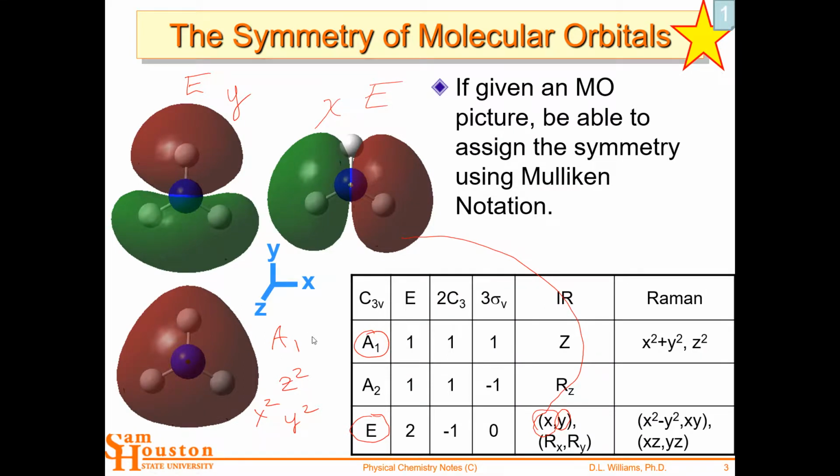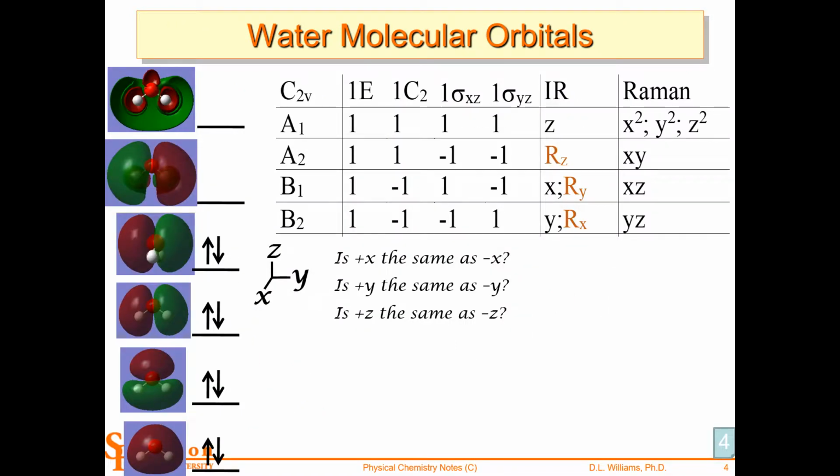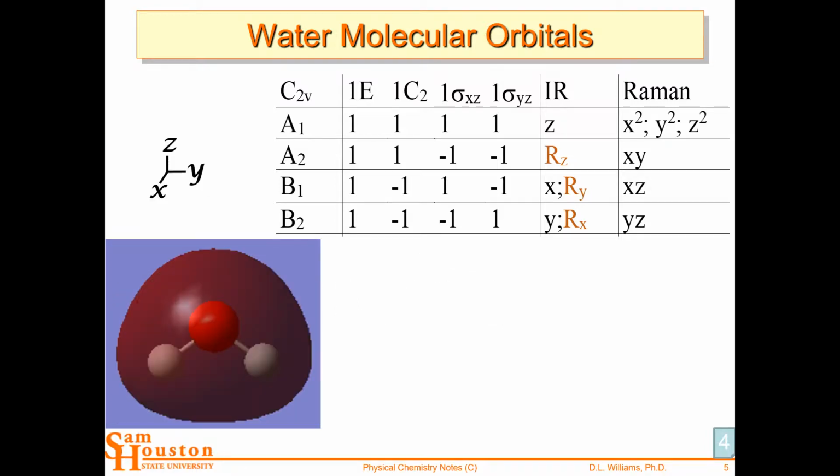So let's do the molecular orbitals of water. Find the C2v character table on the front page here. It's on the screen, but we're going to be moving around. I think it might be on all of these, but we'll see. And so these questions: is positive x, negative x the same? We'll go through all of these orbitals.